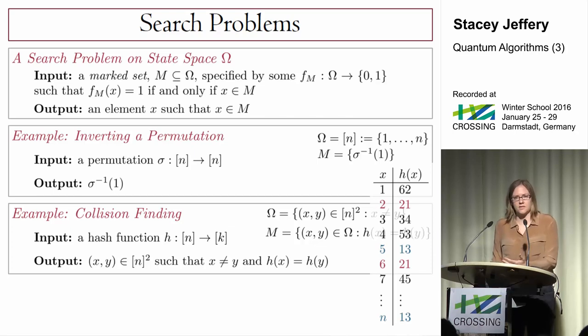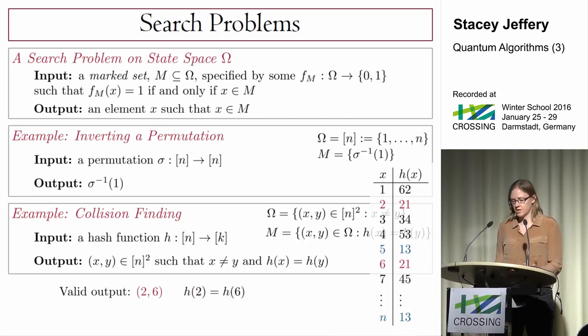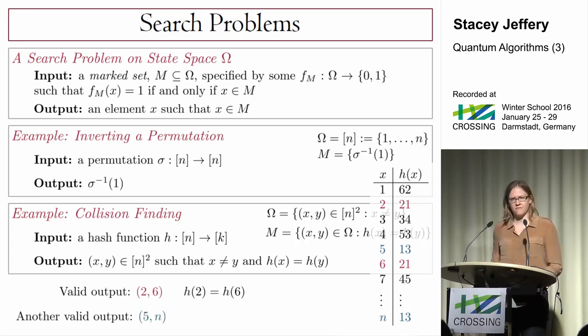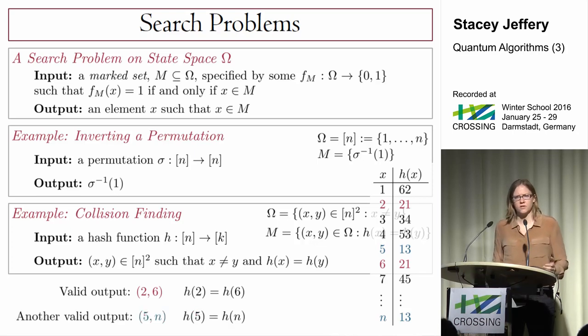So this is some possible hash function. It could be given to you as a table, or perhaps you have some efficient way of computing it. And you can see that there are several collisions. So one valid output would be 2 and 6, because h of 2 equals h of 6 equals 21. And another valid output would be 5 and n, because h of 5 equals h of n.